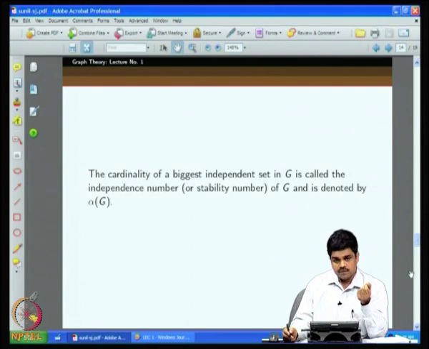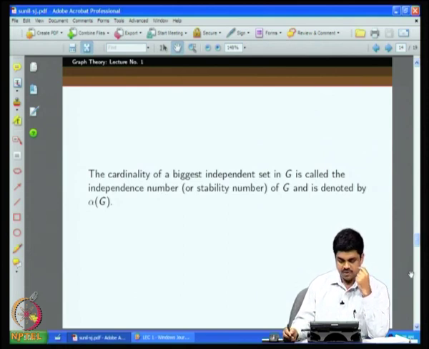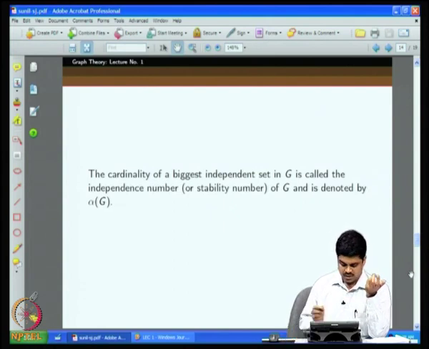So, given a graph G, we can ask what is the biggest independent set in it, the maximum cardinality of any independent set in it. That number, the biggest cardinality of an independent set in a graph, is called the independence number or stability number of G, and the notation for this famous parameter is alpha of G.